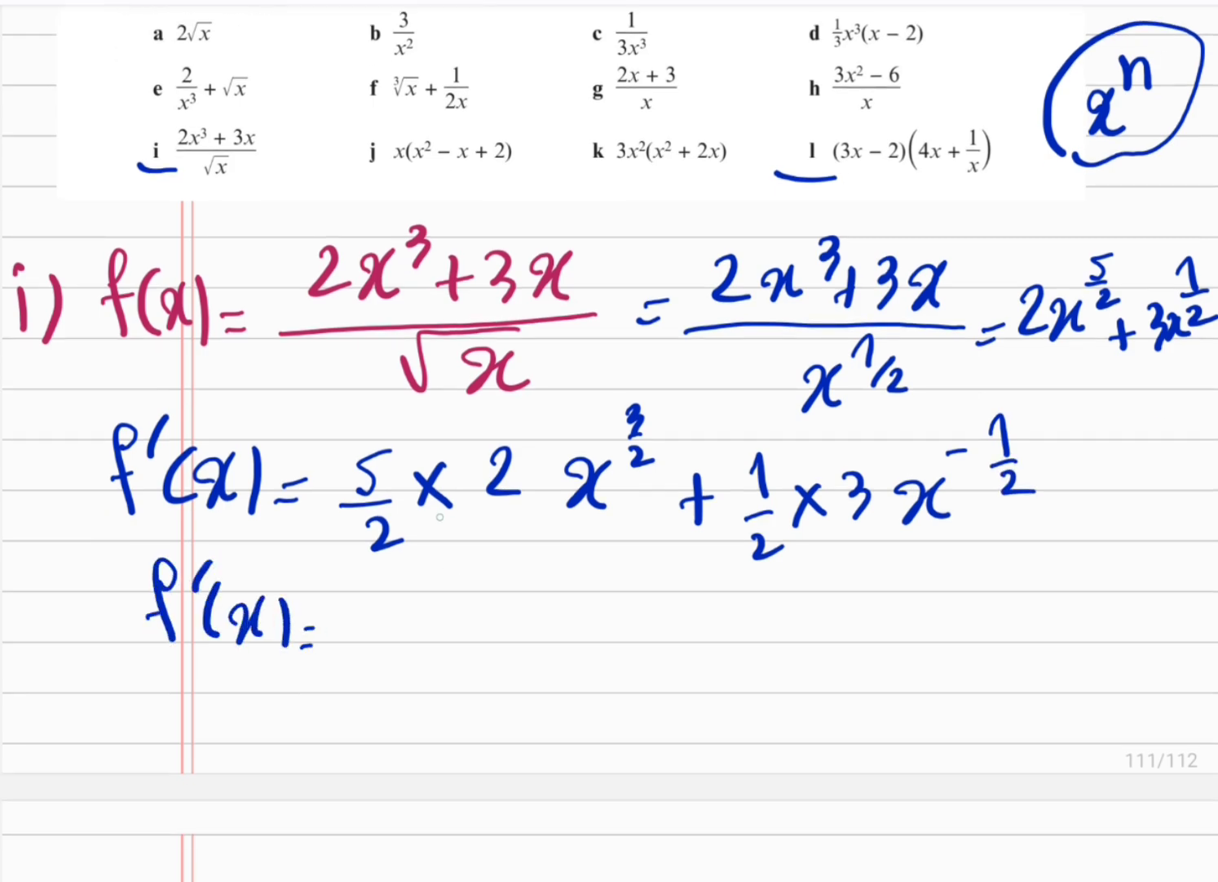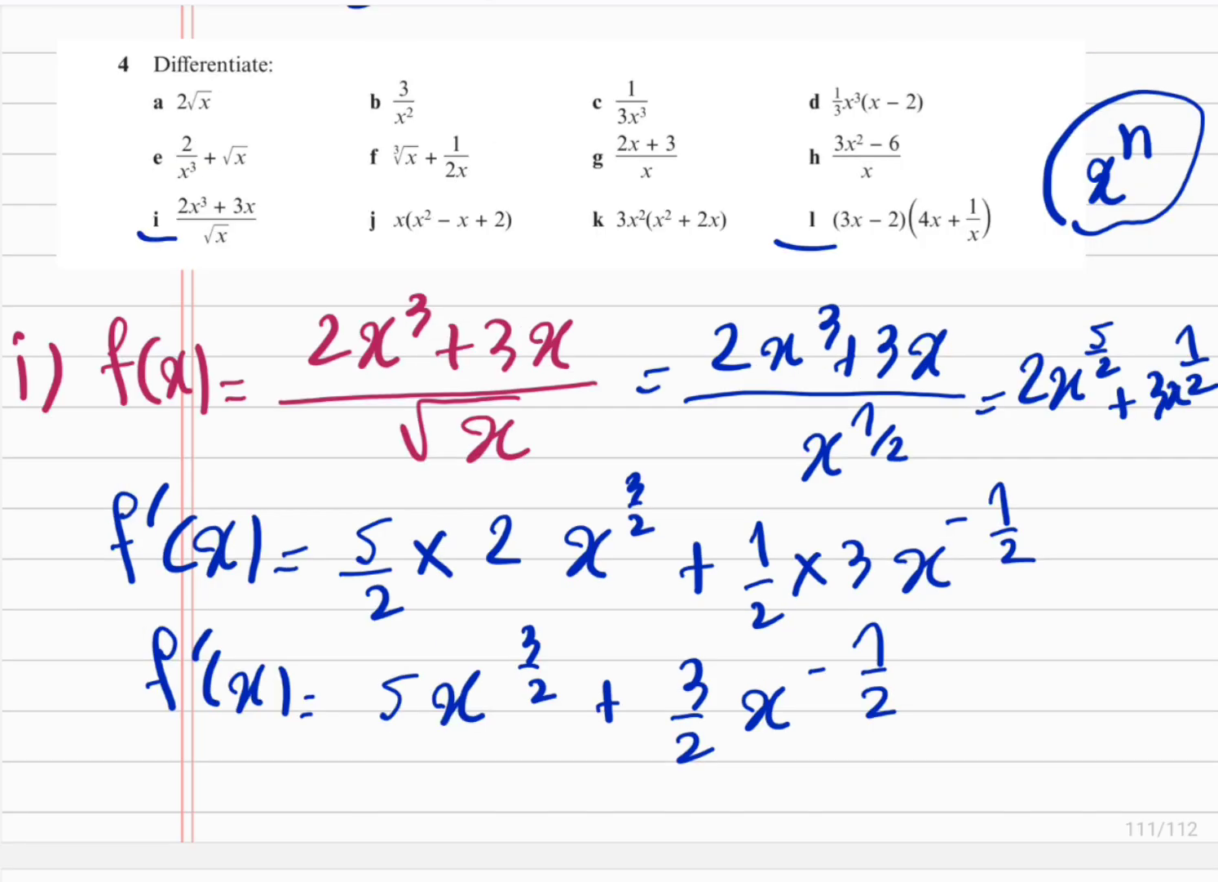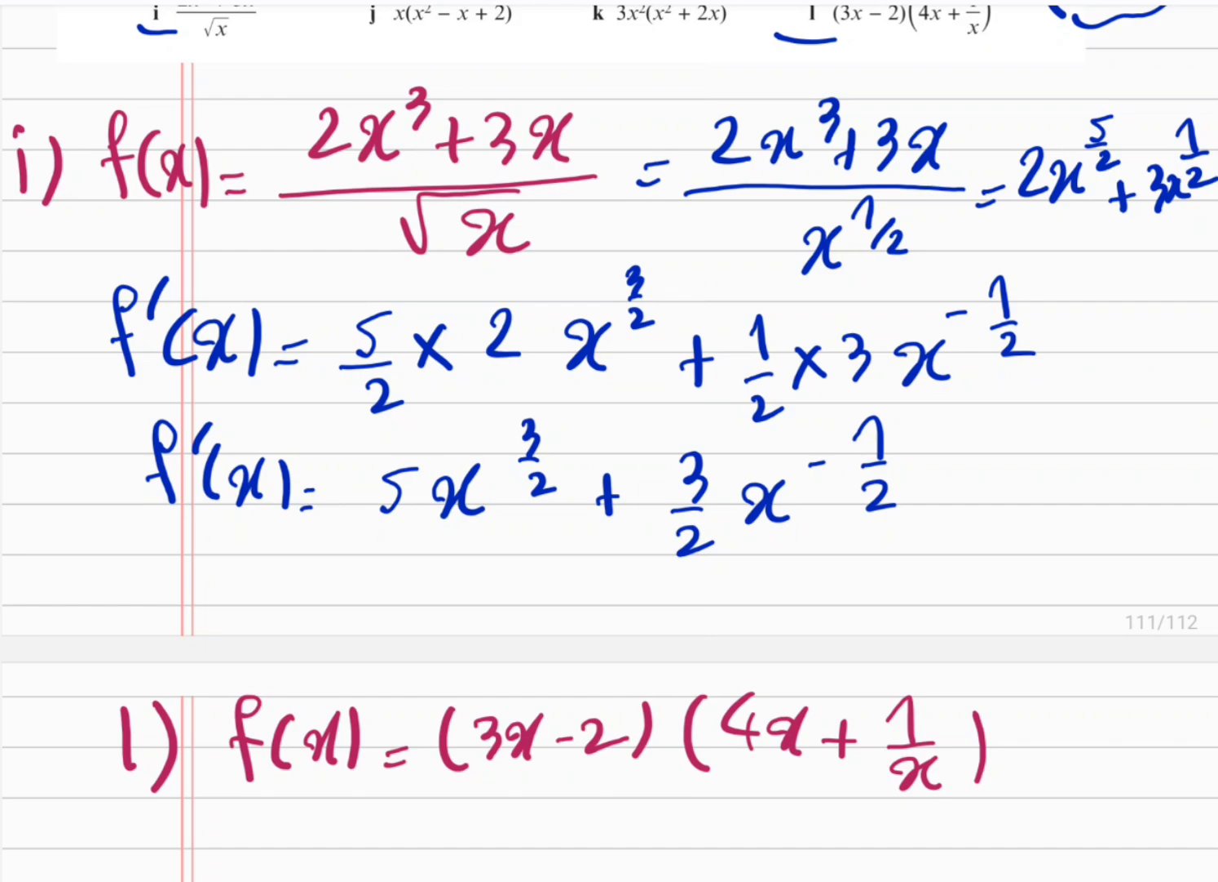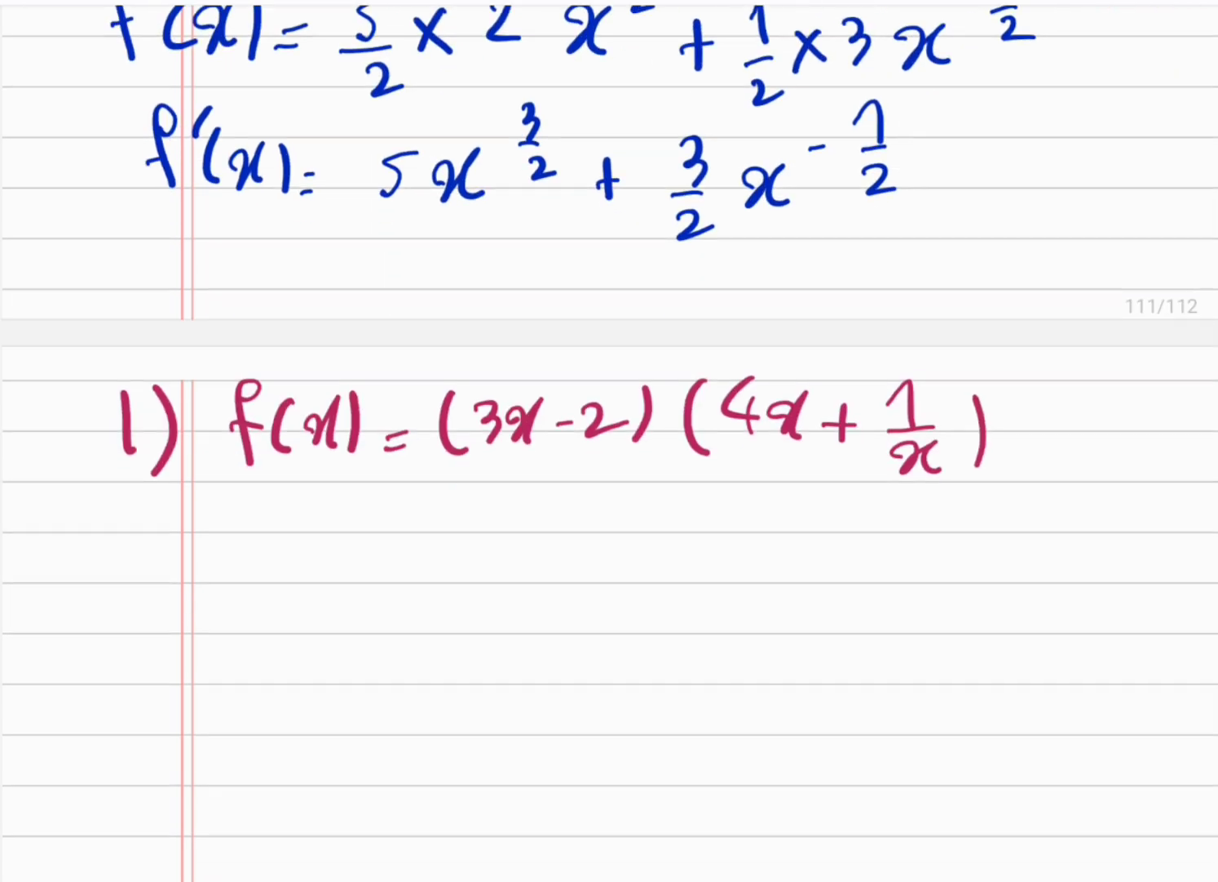Now we can simplify this. So this one becomes 5x to the power of 3 over 2 plus 3 over 2 times x to the power of minus a half. Okay, now for part L, we have 3x minus 2 times 4x plus 1 over x.